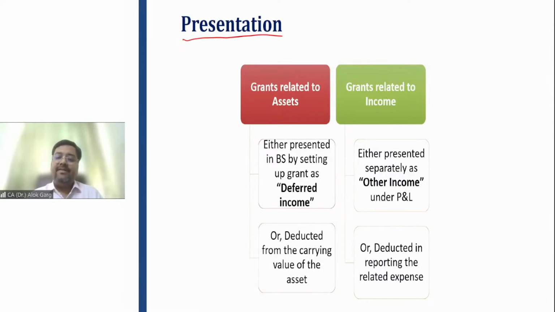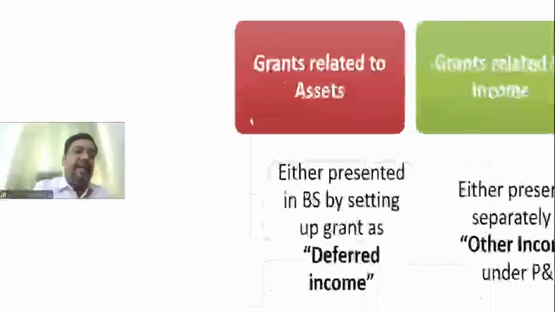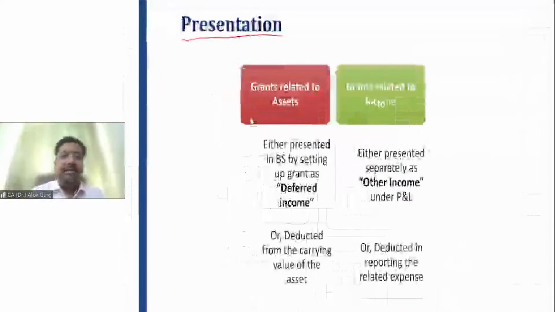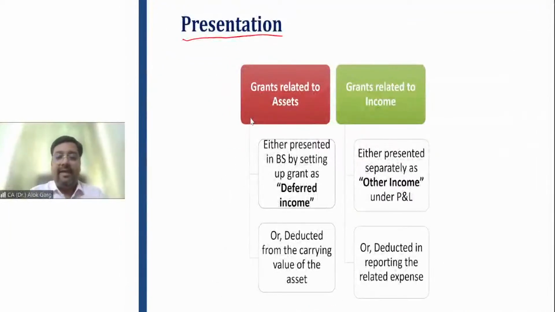Right? Friends, the standard says that there are two ways for presenting a grant related to asset, or I would say there are two ways of doing the accounting of grant related to assets and grant related to income. What are these two things? For grant related to assets, right? Let's say the company has purchased an asset for rupees 10 lakh. Okay. Asset.